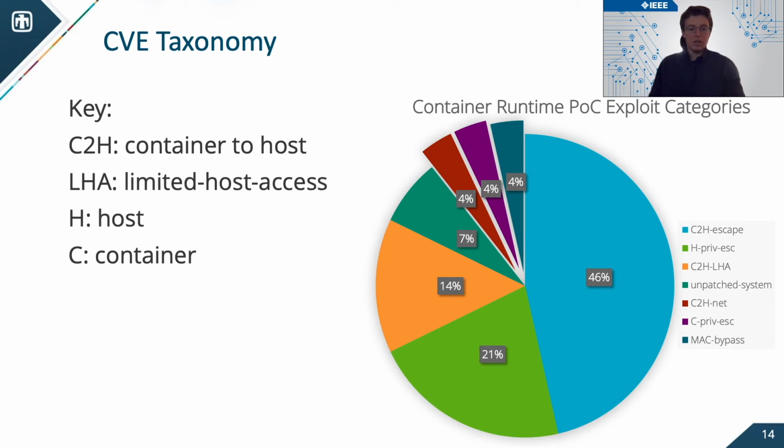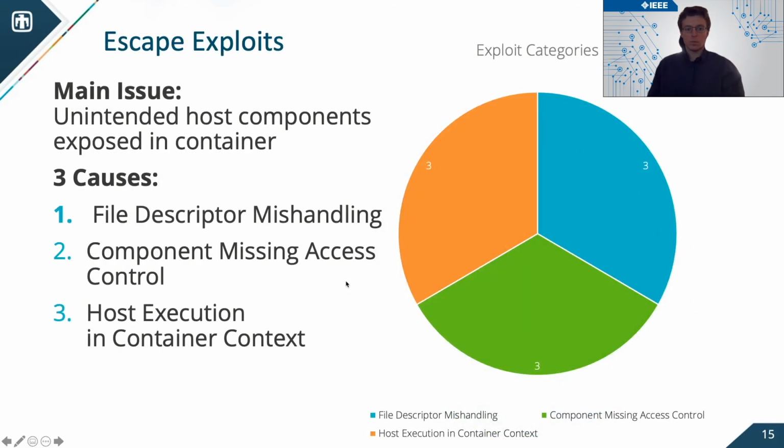And so we can see the container to host escape category takes up 46% of all the CVEs, and so we decided to further analyze these and determine the exact causes for why they occur. Each escape exploit occurs because of an unintended host component that's exposed in the container. And this host component exposure occurs from 3 issues.